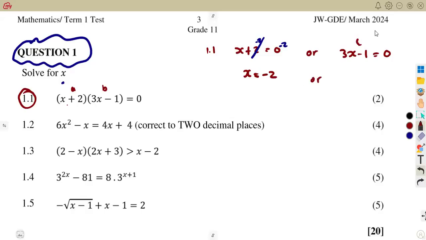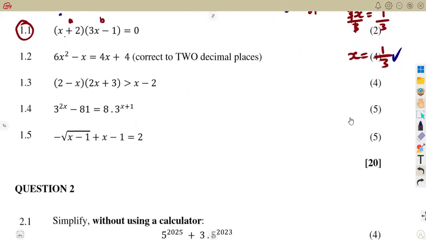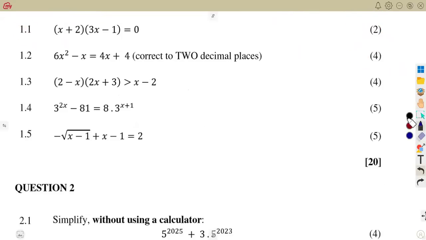On the other side, the minus 1 to the other side is going to be a positive. So 3x is equal to 1, divided by 3. So you're going to have the value of x, which is 1 over 3. So these were the 2 possible values of x, guys: x equals minus 2 or x equals 1 over 3. Just like that. So guys, it was already factorized for you. It was just a matter of extending from what you're given.